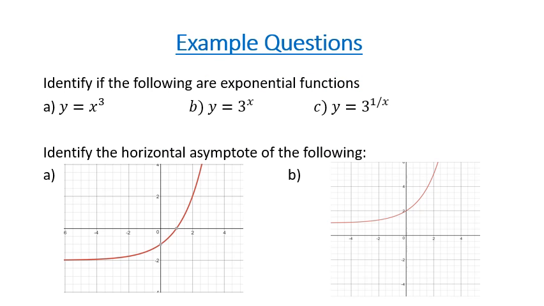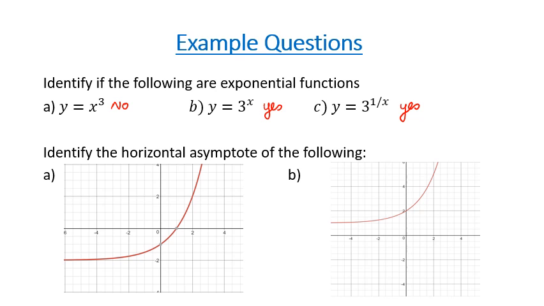The first bit says, identify if the following are exponential functions. Remember, an exponential function is where the x, or the variable, is in the indice or the index or the exponent. Okay, so here the x is the base number, so this is not an exponential function. In our b, we have 3 to the power of x. x is the index, so yes, this is an exponential function. And in our c, we've got 3 to the power of 1 over x. The x variable is still part of the index, so yes.